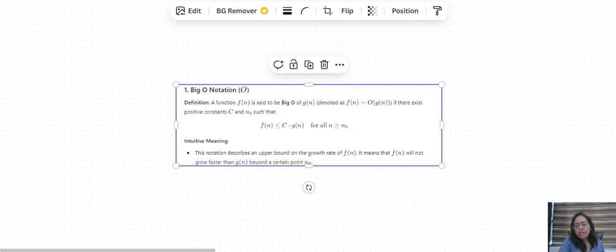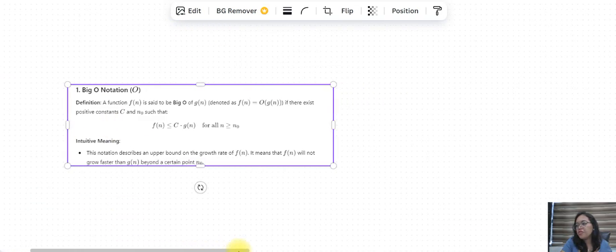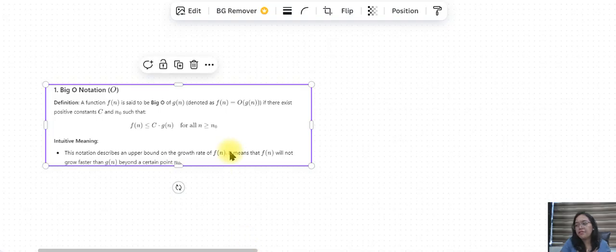So for now, let's look at the definition of our big O notation here. It says the definition is this one. A function f of n is said to be the big O of g of n, denoted by that. So f of n equals O of g of n if there exists a positive constant c and an n sub 0 such that it satisfies this.